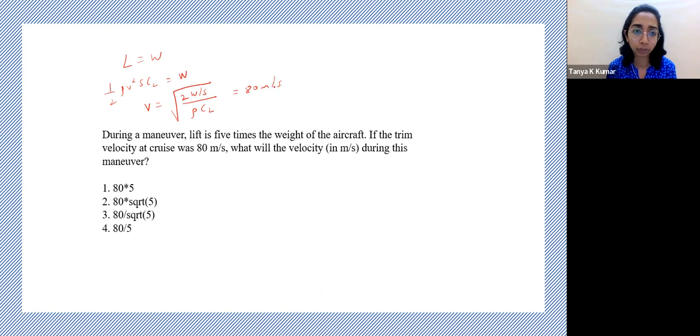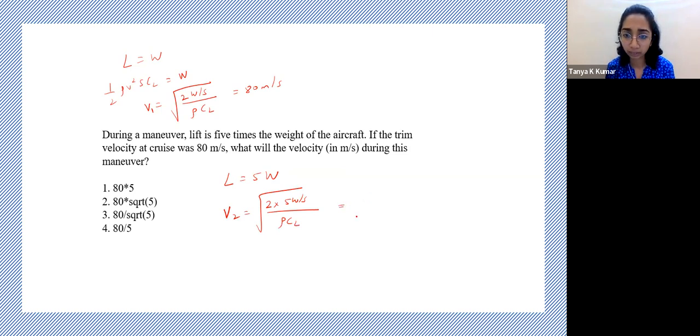Now what does it say? What do we have to change here? This is the first velocity. In the second condition, what happens? Lift increases 5 times the weight, so lift becomes 5W. So V2 will be root of 2 into 5W upon S rho CL.